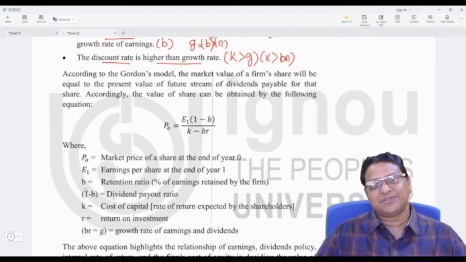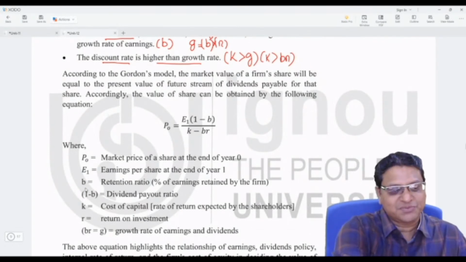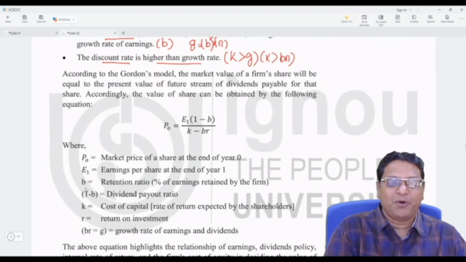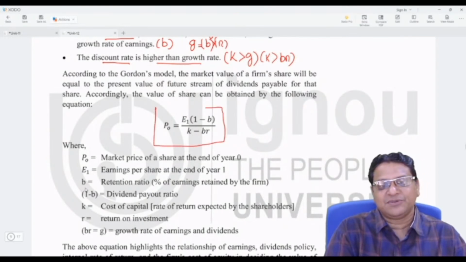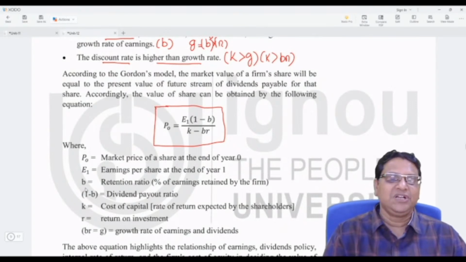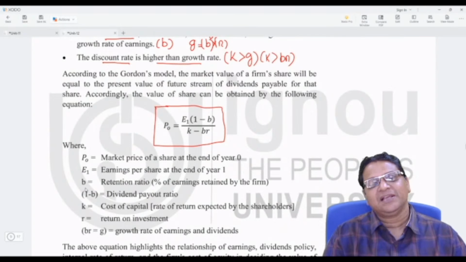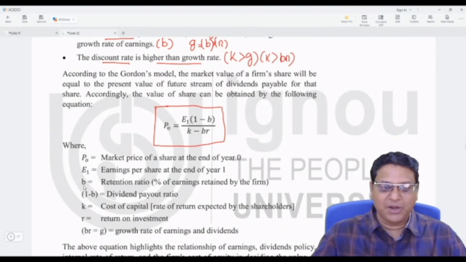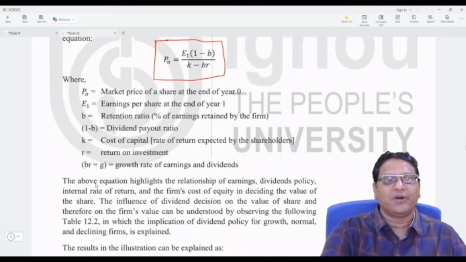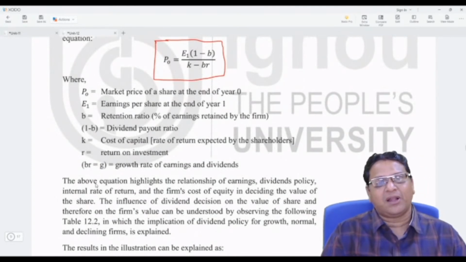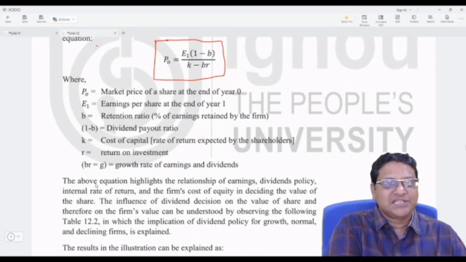And what is the valuation formula given under Gordon's model? Gordon's model has given the following valuation formula: P0 is equal to E1 into (1 minus B) divided by (K minus BR). This is the formula of Gordon's valuation model. This is Gordon's model.